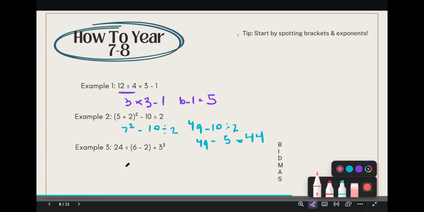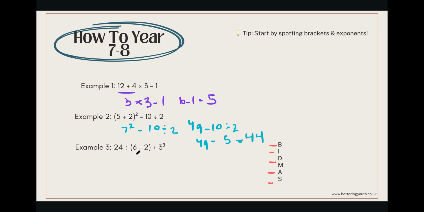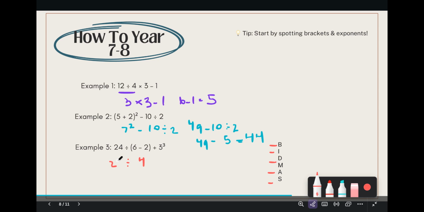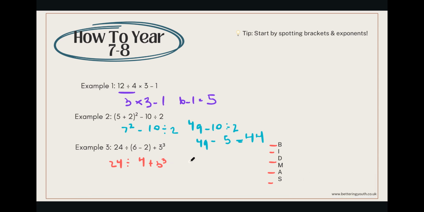Welcome back. We have 24 divided by bracket 6 minus 2 plus 3 and an indice. Here we go. So we start with 6 minus 2, which is 4. Let's rewrite everything out again so we don't miss anything. Plus 3. Now it's not squared. This time it's 3 cubed.